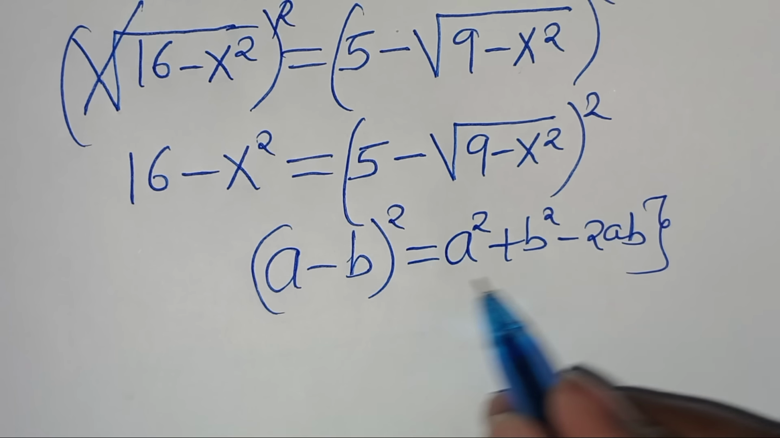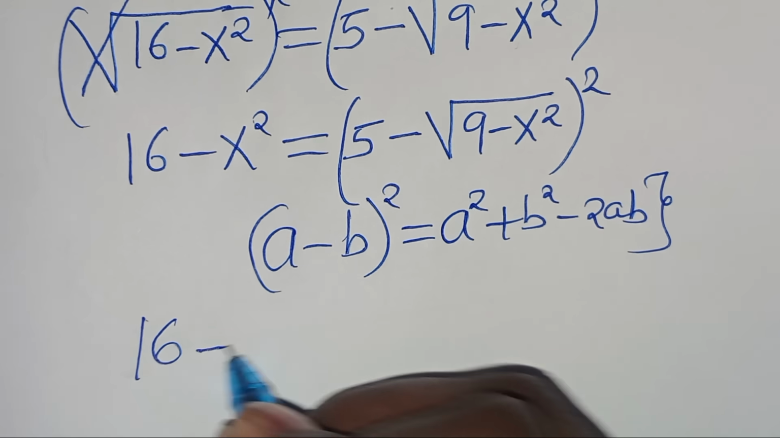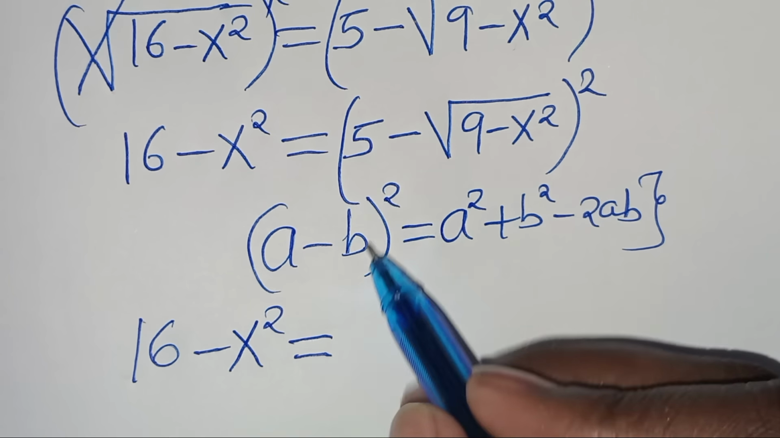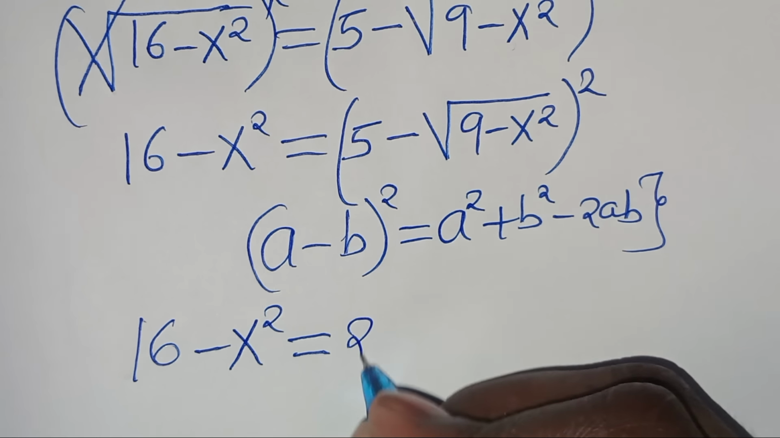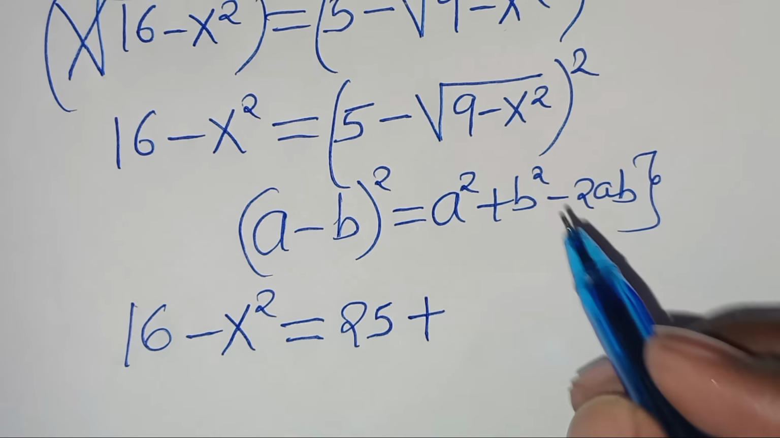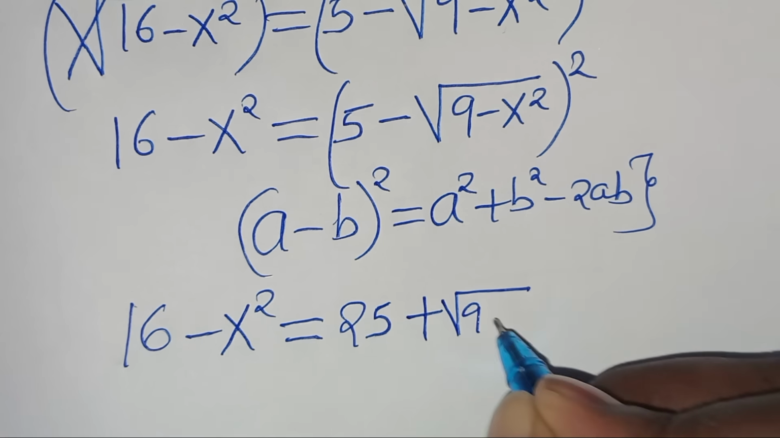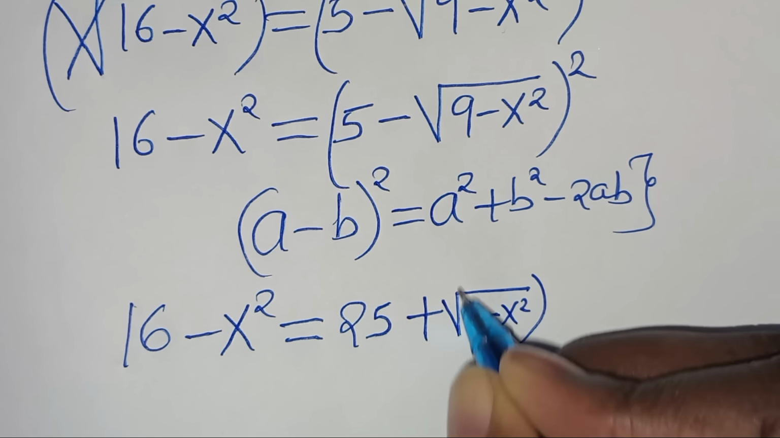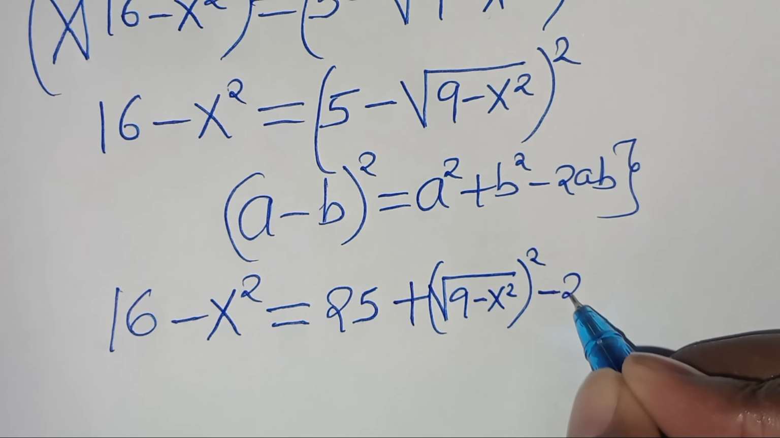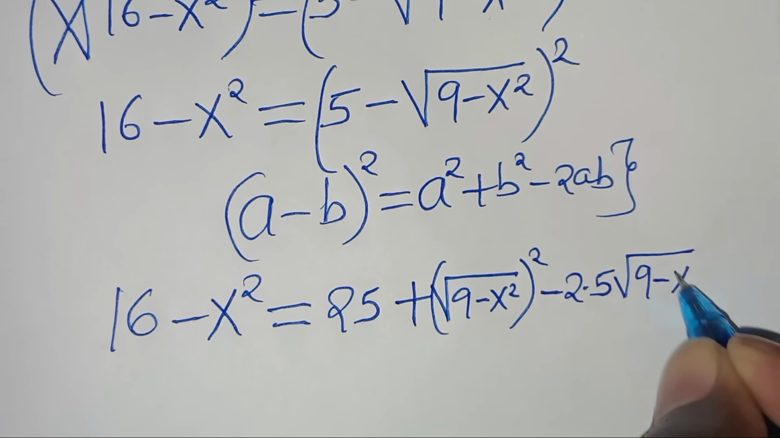Now let's apply this algebraic identity, so that now this is 16 minus x to the power of 2. This is equal to, now here we have 5 squared, which is 25. Then plus, here we have square root of 9 minus x to the power of 2 raised to the power of 2. Then we have minus 2 times 5 times square root of 9 minus x to the power of 2.